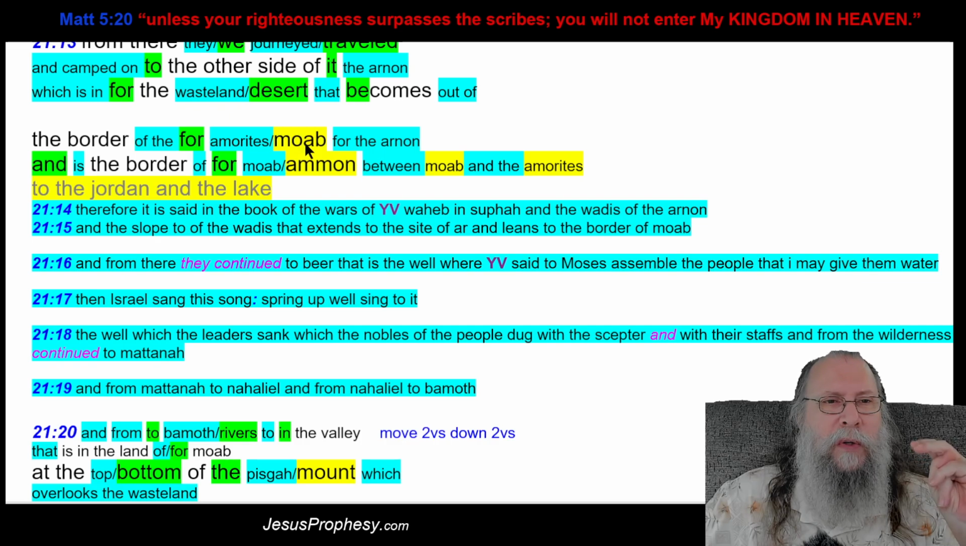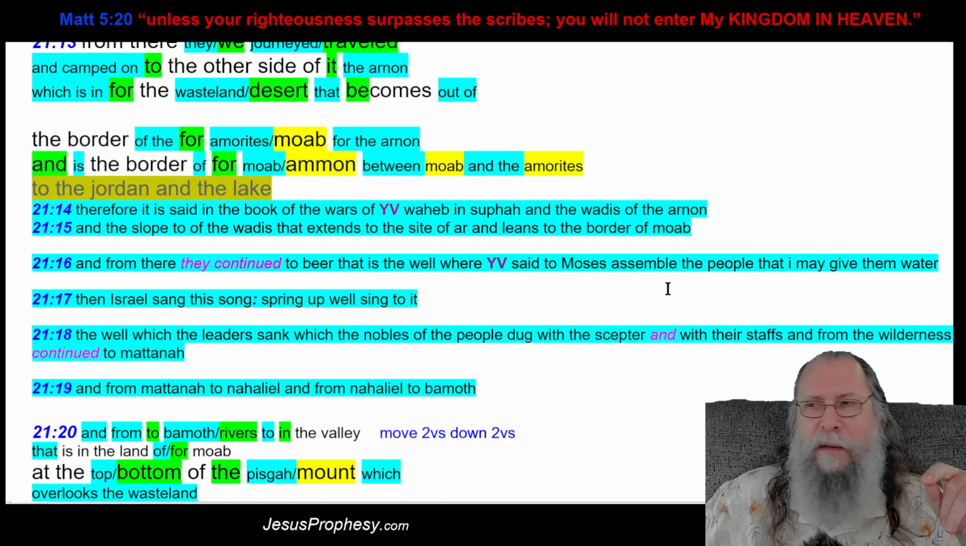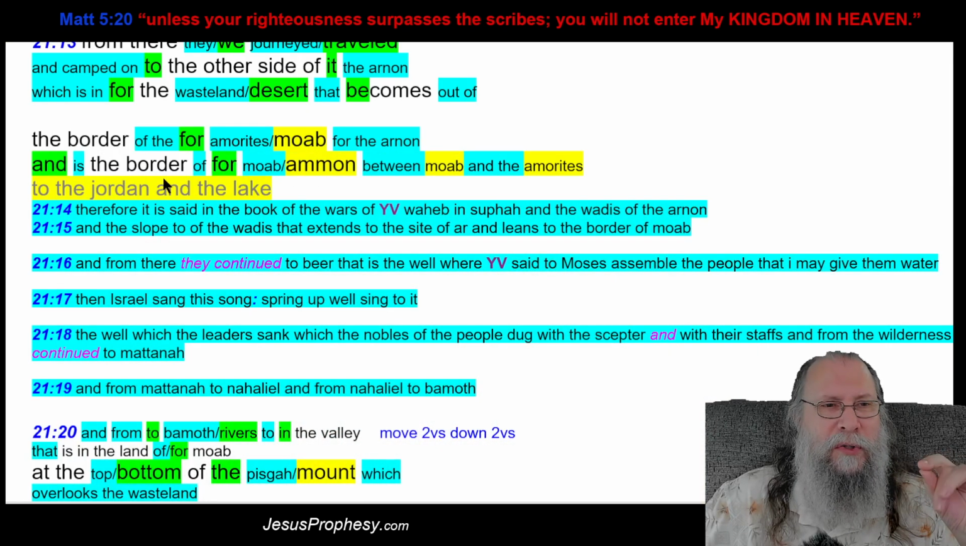Now, back to the text. This is Moab, and it has to be because the text is describing this place, and it's to the Jordan and the lake, okay? To the Jordan and lake. So I know it has to have a partial lake and it has to have the partial river, okay? And I made sure that that's in the text when I put that there, just to be more descriptive than a lot of the text.